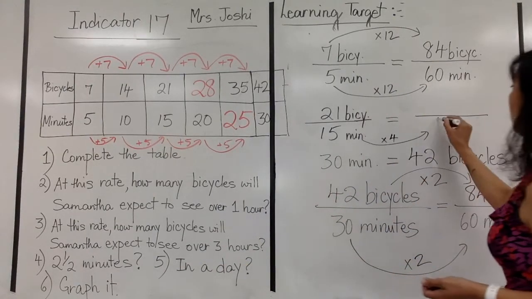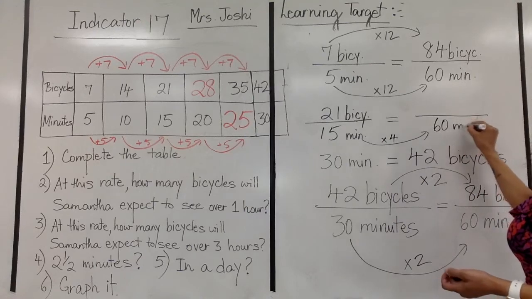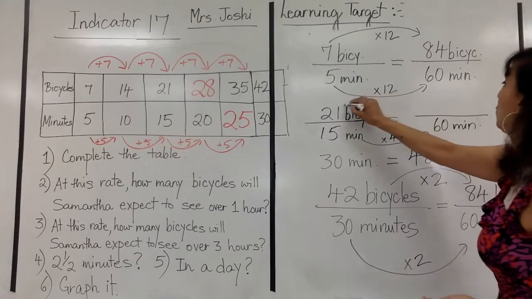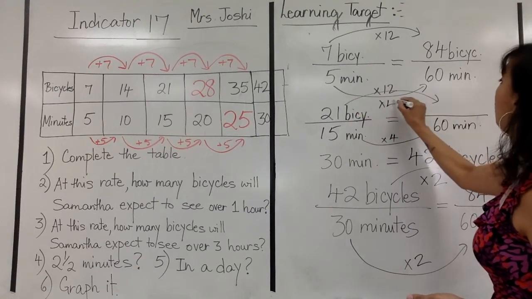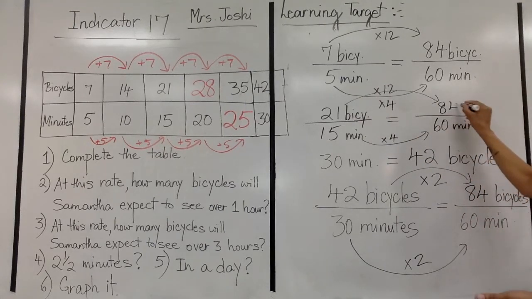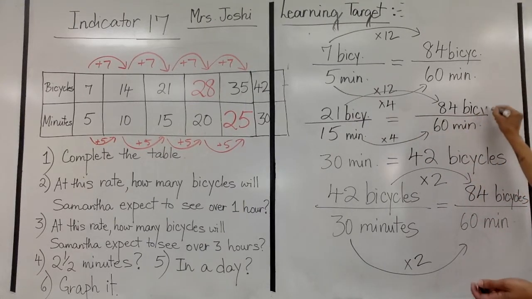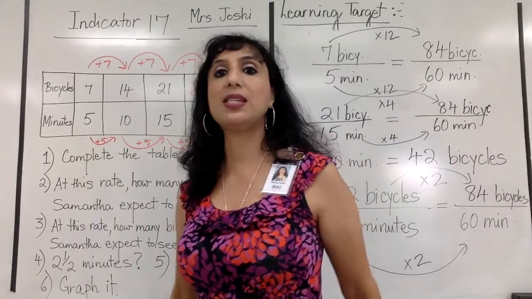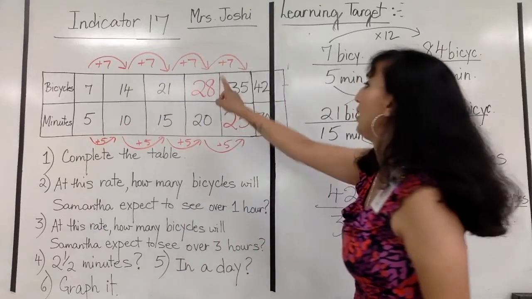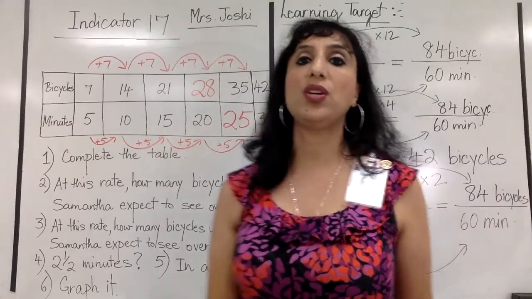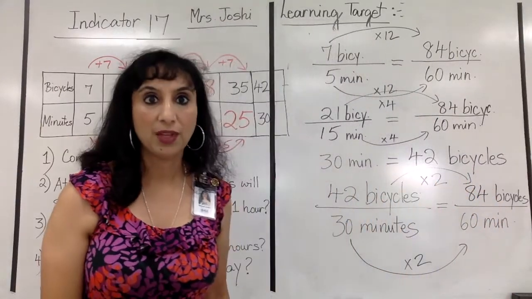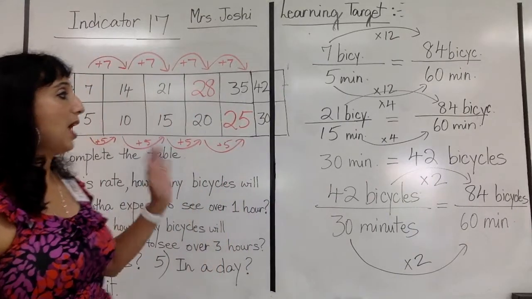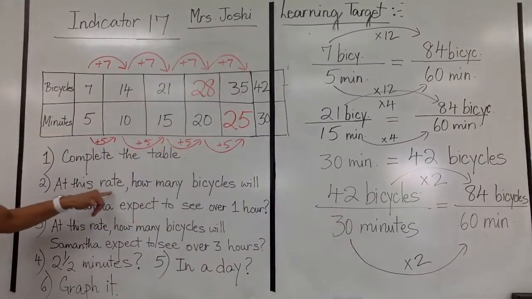Okay, times 4 gives me 60 minutes. And so I can do 21 times 4 gives me 84 bicycles. So there are so many ways to do this. You could have done 20 times 3 gives me 60. And so 28 times 3 is going to give me 84. Okay, so this is how you calculate at this rate.